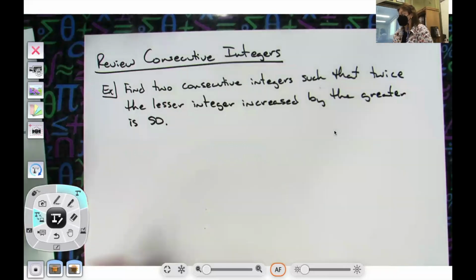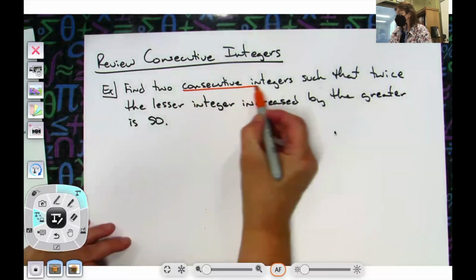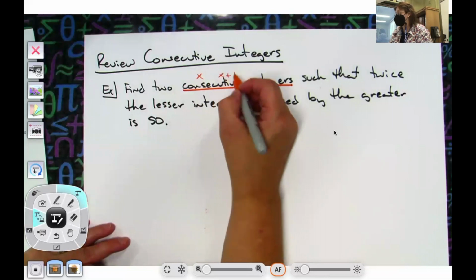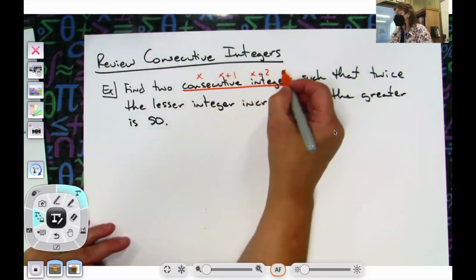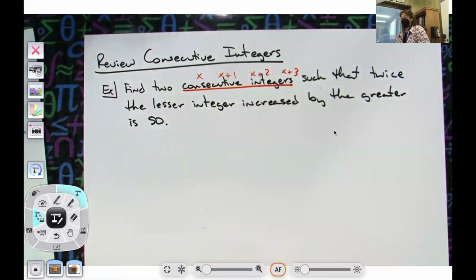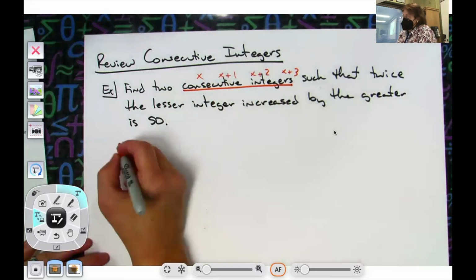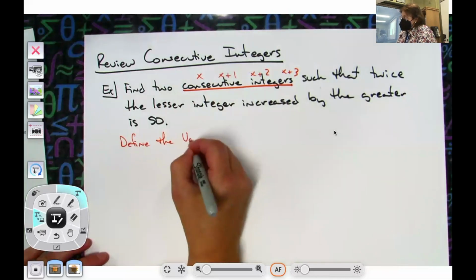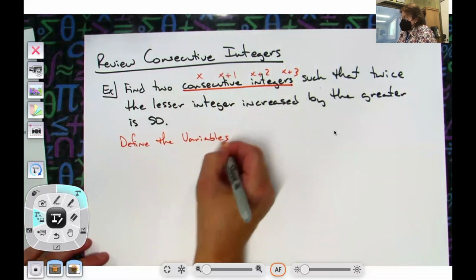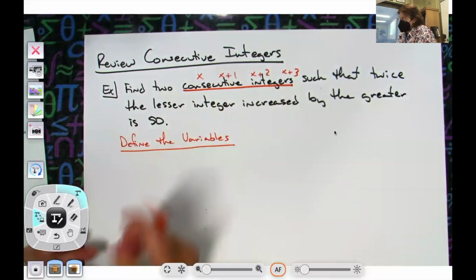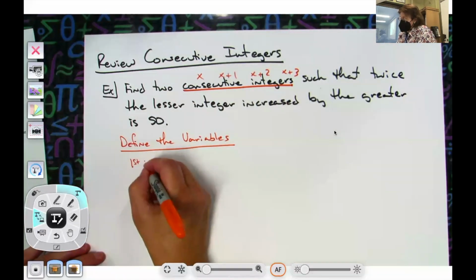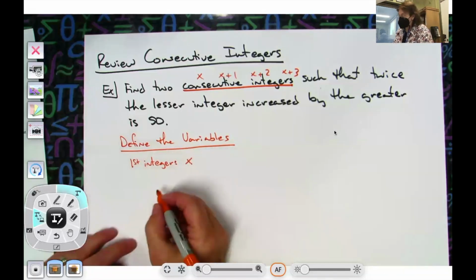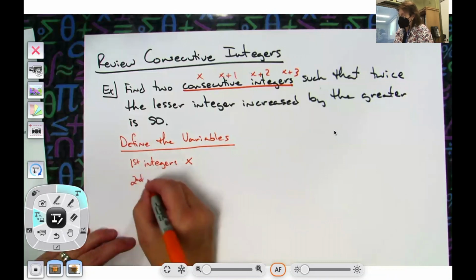Okay, so this one was consecutive integers. So that means what? My first one will be x. The next one will be x plus 1. The next one would be x plus 2. The next one would be x plus 3, because they're consecutive, right? Okay, so we're going to define the variables. How many do I have? I've only got 2. All right, so first integer has to be x. Second integer has to be x plus 1.